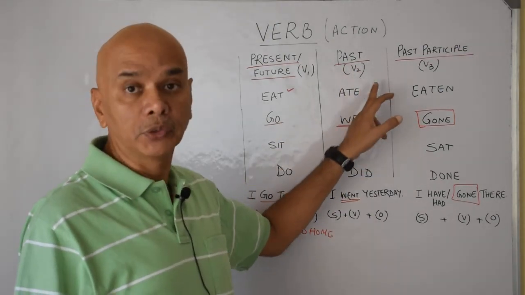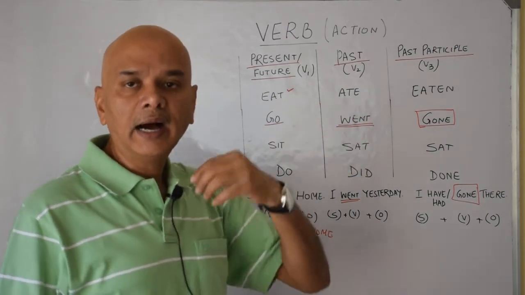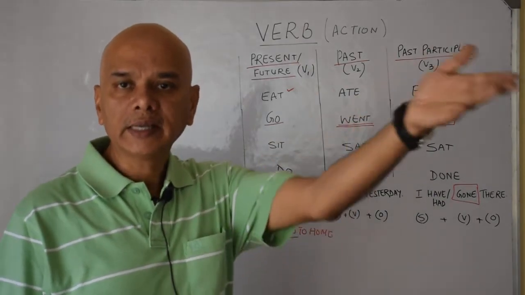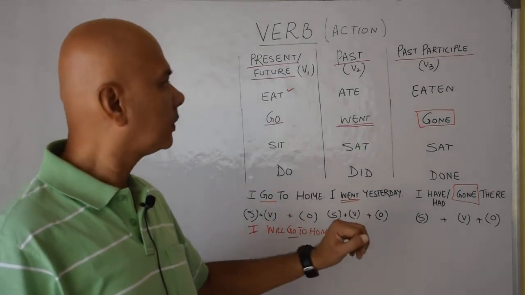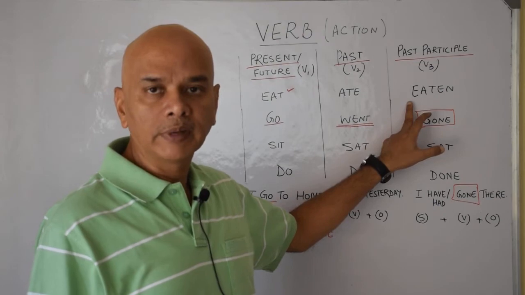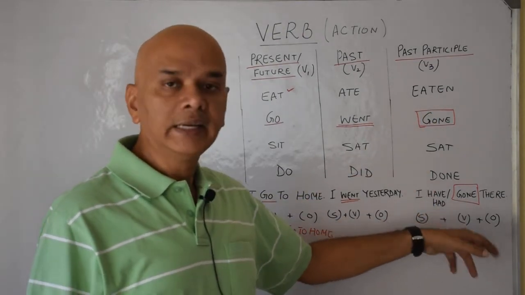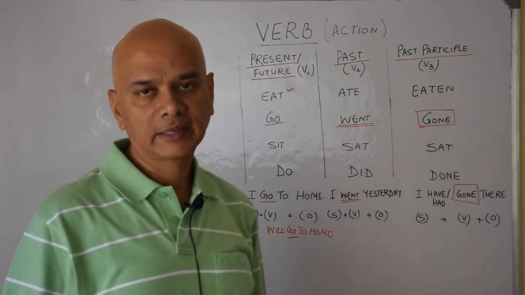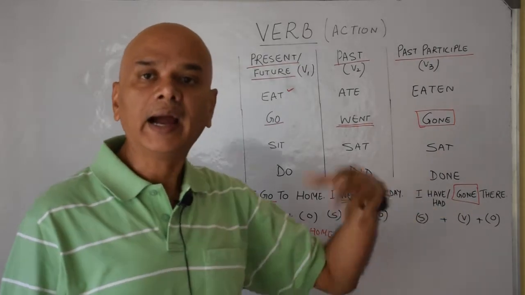Now past tense V2. Past tense of eat is ate. I ate yesterday. You ate yesterday. He ate yesterday. This is for the past tense. The third form is eaten. I have eaten lunch yesterday. Or you can say I had eaten.